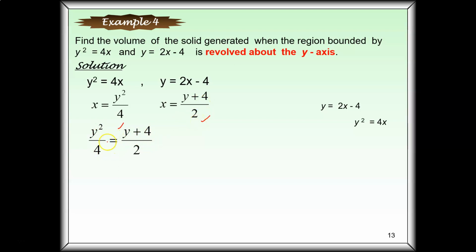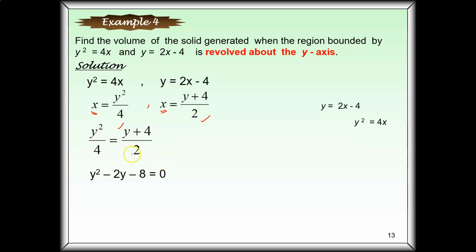Kenapa dekat sini dia equal kan? Dia samakan. Sebab sebutan dekat depan dekat sini adalah x. This one also x. X equal to this and at the same time dia kata, comma ya, this one comma, x equal to this. So you have 2x. So why not? You just combine it, letak sebelah-sebelah. Then you can say that this x is actually equal to this x, which is you get y square over 4 equal to y plus 4 over 2.